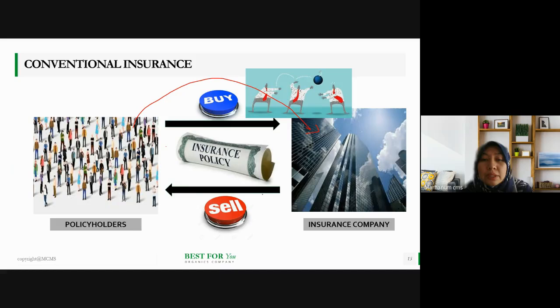And then, second case. They hold the policy 1 year, second year, third year, 10 years, 20 years, until the policy expires or matures, and nothing happens to them. In that case, who will win? Insurance company. Yes, the insurance company. Why?